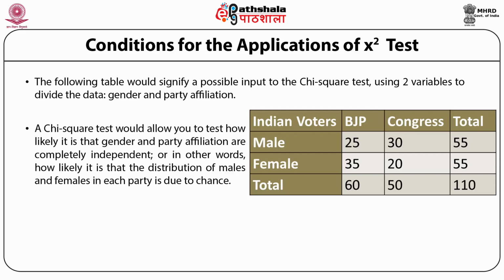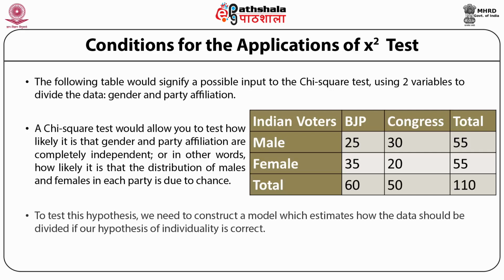A chi-square test would allow you to test how likely it is that gender and party affiliation are completely independent. Or in other words, how likely it is that the distribution of males and females in each party is due to chance. So as implied, the null hypothesis in this case would be that gender and party affiliation are independent of one another. To test this hypothesis, we need to construct a model which estimates how the data should be divided if our hypothesis of independence is correct.